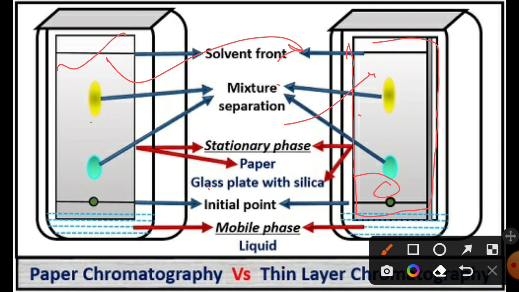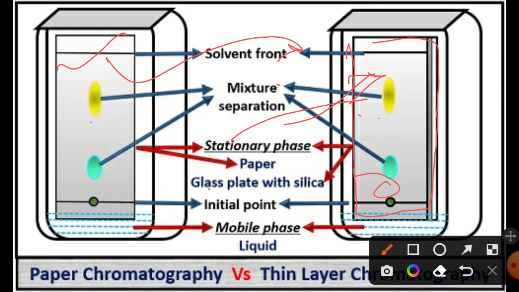But still it cannot separate a very large sample, and importantly, the separation is going on in open air, so there is a high chance of contamination, okay.